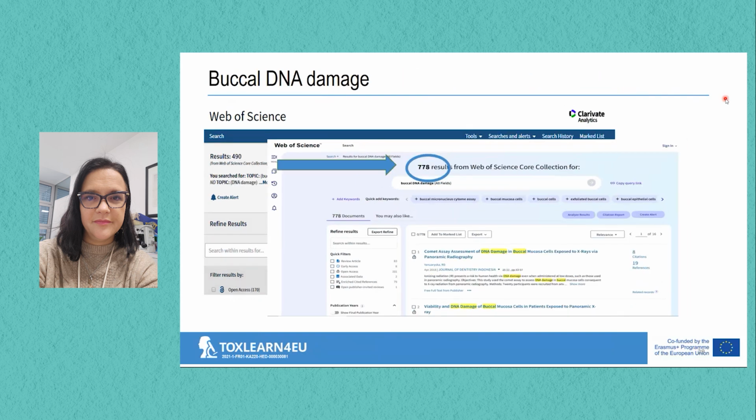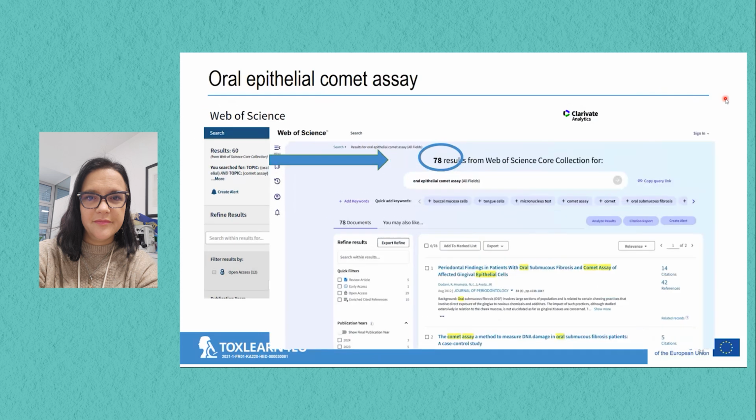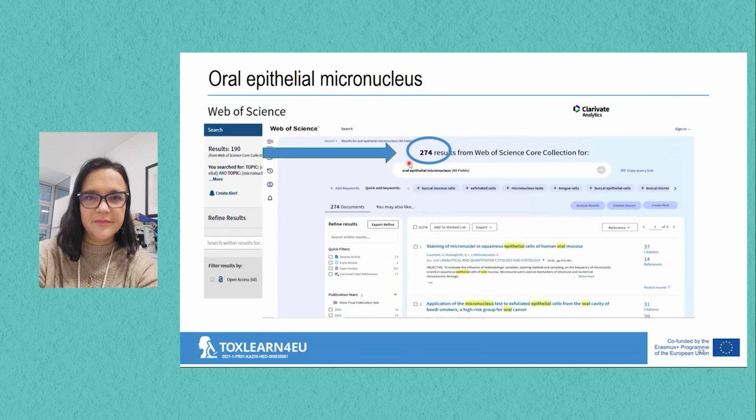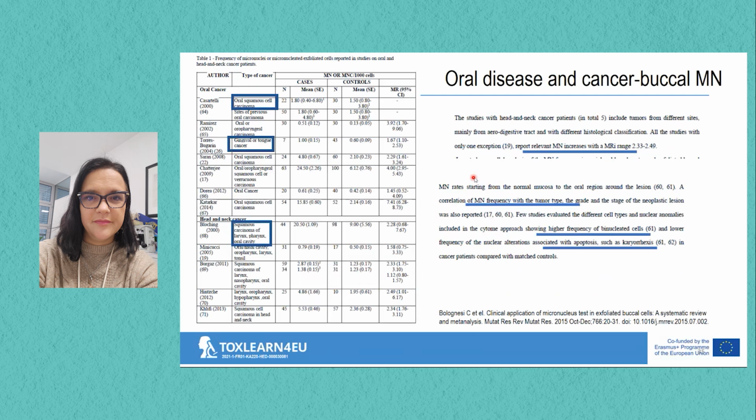Buccal DNA damage, almost 800 articles nowadays. In buccal biomonitoring, almost 200. In oral epithelial Comet assay, 78 today. And in buccal Comet assay, a little bit more than 200, because the Comet assay is not so old a technique. But for oral epithelial micronucleus, you have almost 300 articles now. And as you can see, almost 1,000 articles are using the buccal micronucleus.